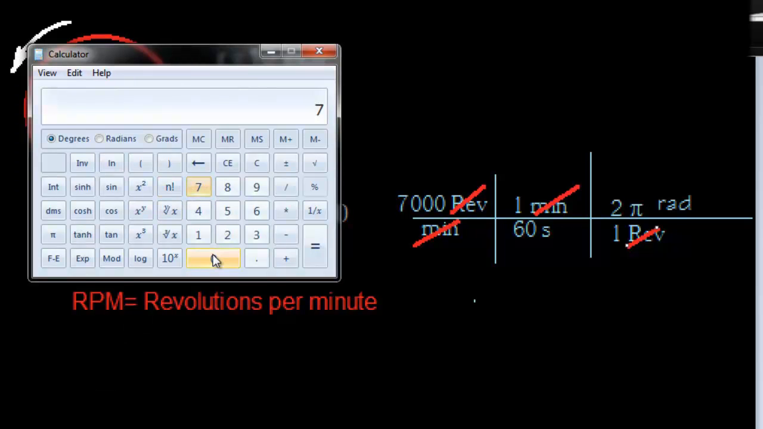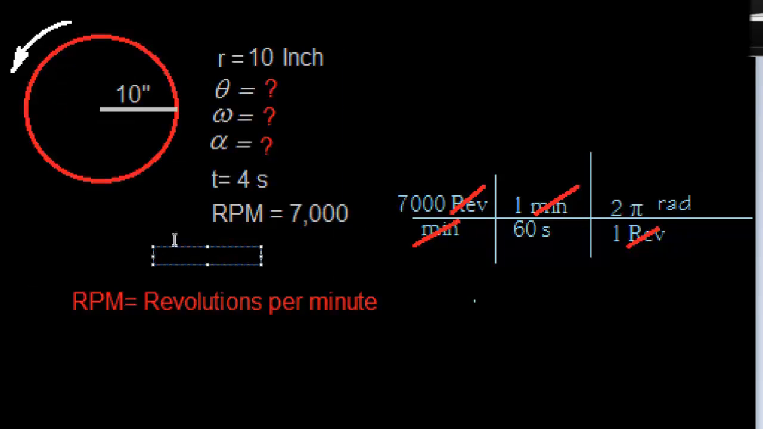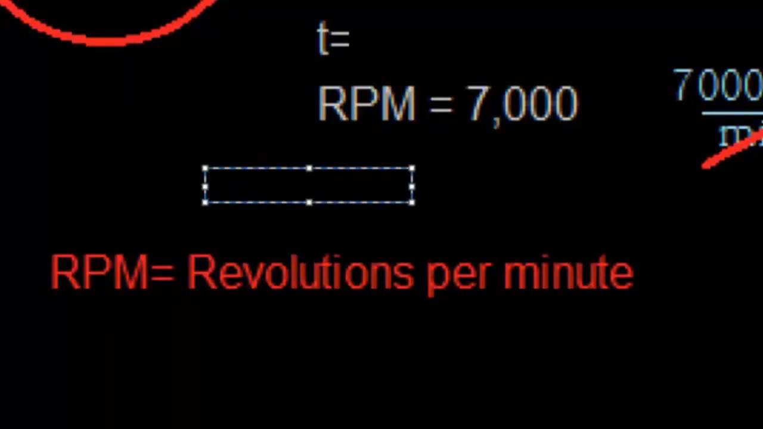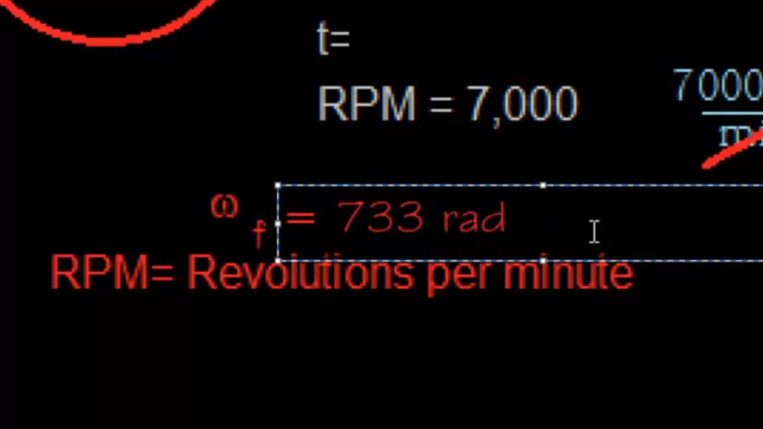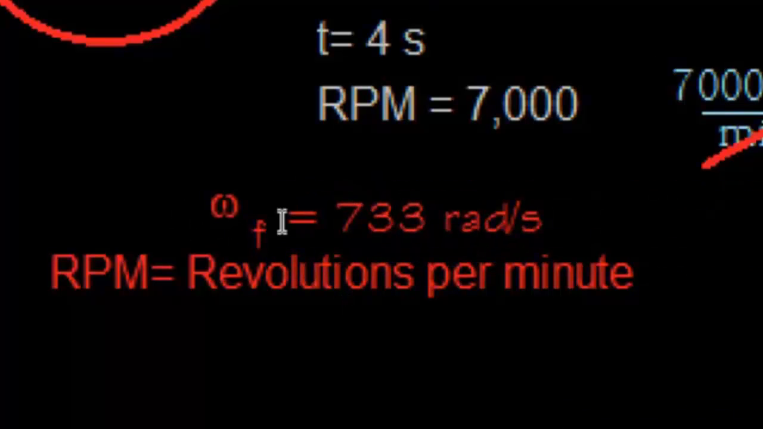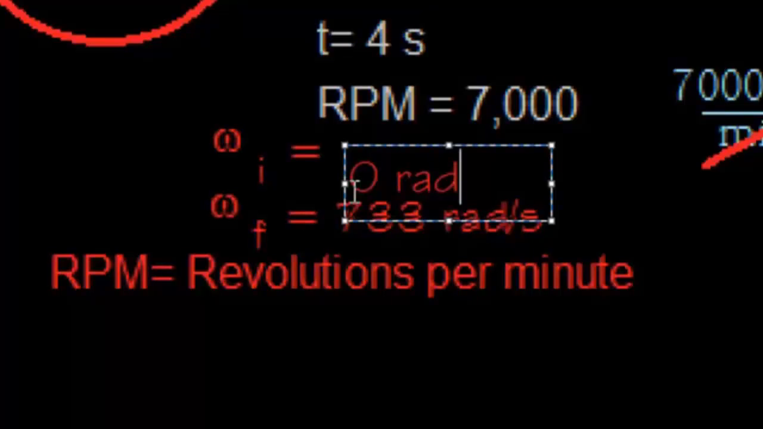And so we have 7,000 times 2 times pi divided by 60 seconds, and that's 733 radians per second. The final angular velocity equals 733 radians per second. So now that we have the final angular velocity, we know that the initial angular velocity is 0, because it starts from rest.